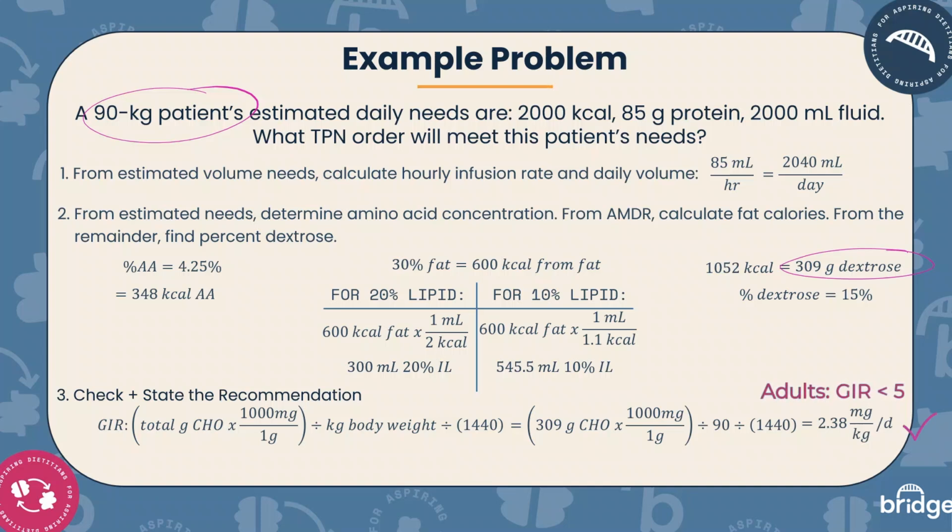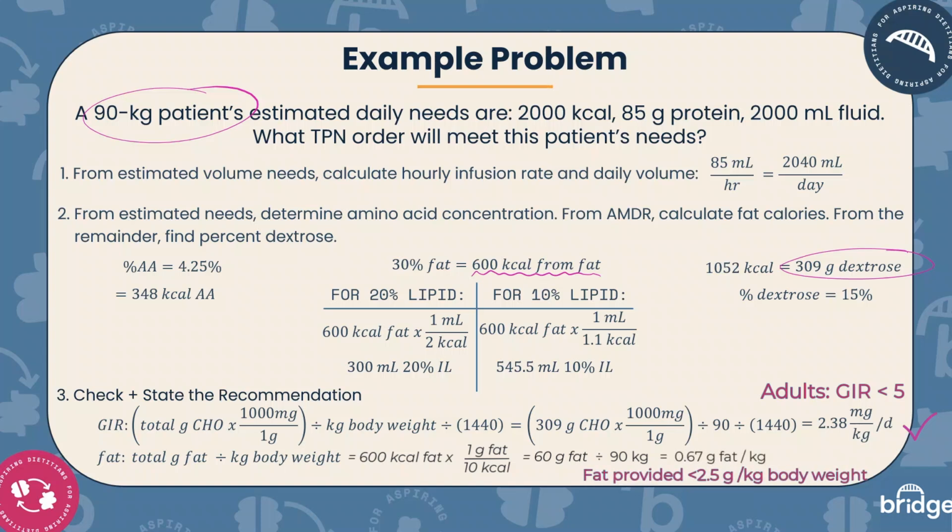But in parenteral nutrition, we also need to check the fat. So we are providing 600 calories from fat. And the general guidelines are to keep total fat provided less than 2.5 grams of fat per kilogram of body weight. Since TPN fat solutions provide about 10 calories per gram of fat, 600 calories from fat is equal to 60 grams of fat. Dividing the grams of fat given by the patient's body weight in kilograms will allow us to complete our second check. 60 grams of fat administered to a 90 kilogram person is less than 2.5. So that also checks out.